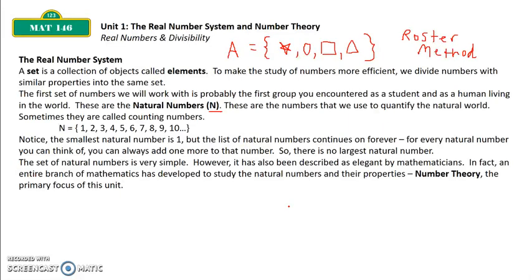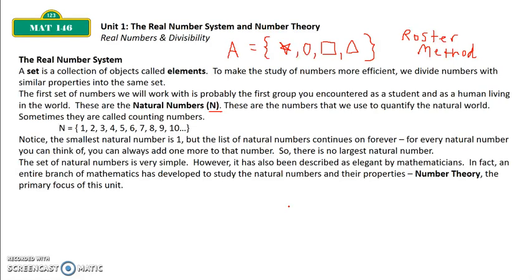And the natural numbers are basically those numbers that you would think of as numbers. They're naturally what you think about when you think about numbers. Sometimes they're called the counting numbers because they're the numbers we use to count. So the natural numbers are 1, 2, 3, 4, 5, 6, 7, 8, 9, 10, 11, 12, 13, 14, 15, 16, and so on. If you notice, the smallest natural number is 1, but the list of natural numbers continues on forever. So for every natural number you can think of, you can always think of the next number higher. You can always add one more to that number. So there is no largest natural number.